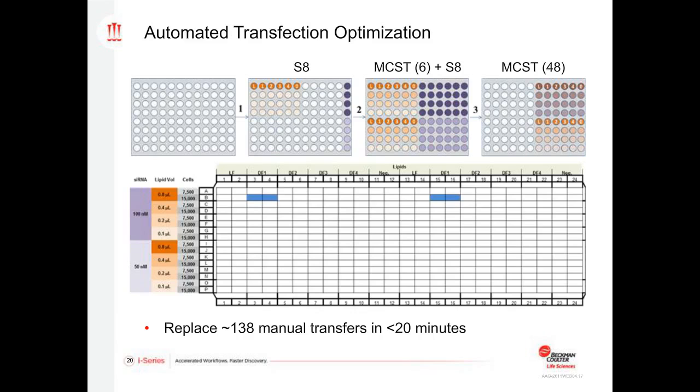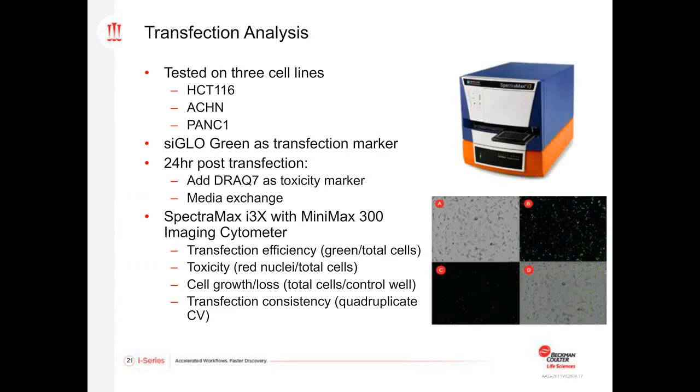We then tested this approach on 3 different cell lines, the HCT116 cells I've already mentioned before, and 2 additional cancer cell lines, an ACHN line, which is a renal carcinoma, and a PANC1 pancreatic carcinoma cell line. We used SI-Glow green as our transfection marker. This is a fluorescently labeled siRNA. And 24 hours after transfection, we added our same DRAQ7 reagent as a marker for toxicity. We then performed a media exchange using the multi-channel head again to try and reduce the amount of background we got from the SI-Glow green.